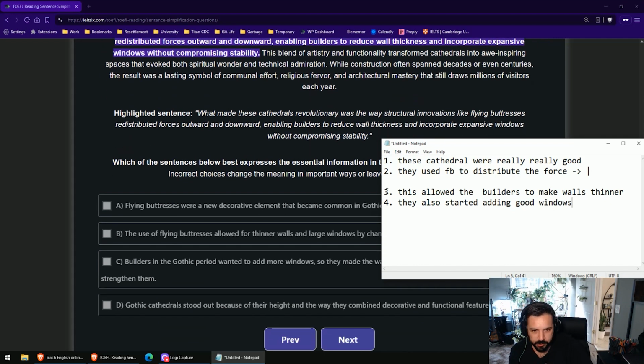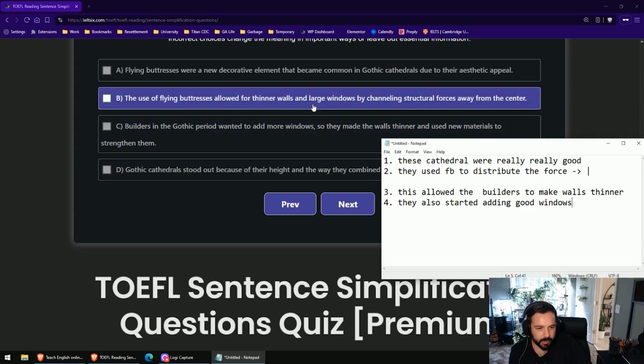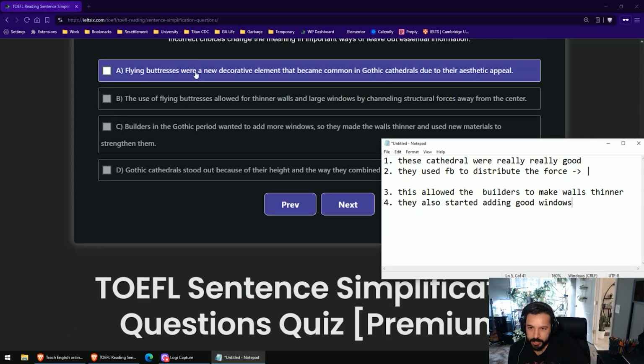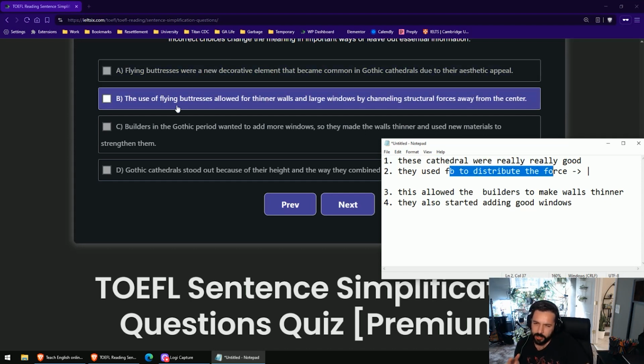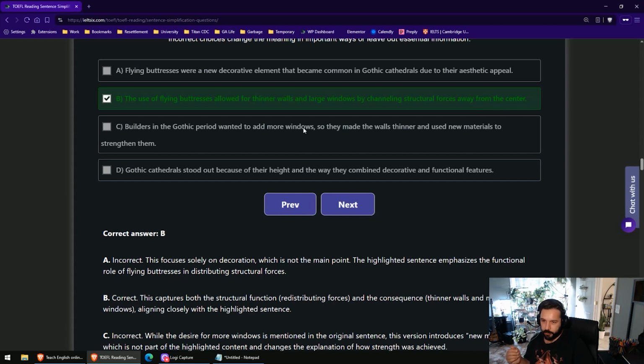Not something that Microsoft is familiar with in the last 20 years. Now, flying buttresses were a new decorative element. No, they weren't. They actually had a purpose. They were doing something, so they weren't just decorative. That changes the meaning. The use of flying buttresses allowed for thinner walls, correct, and large windows, correct, by channeling structural forces away from the center. That's actually a very good one.